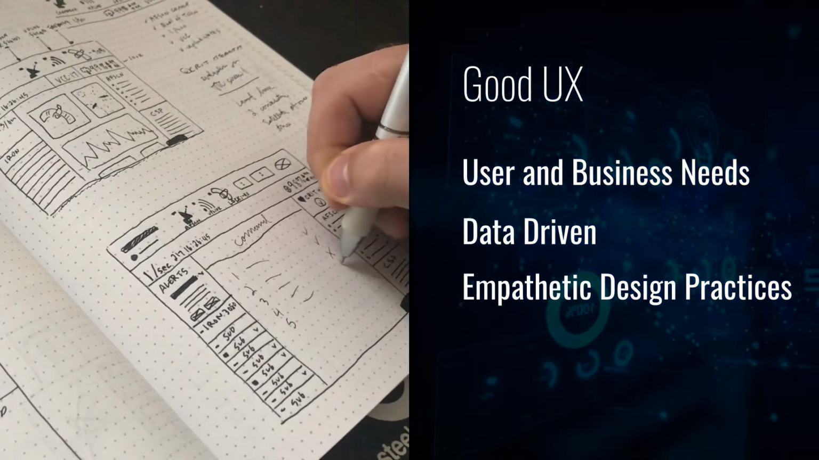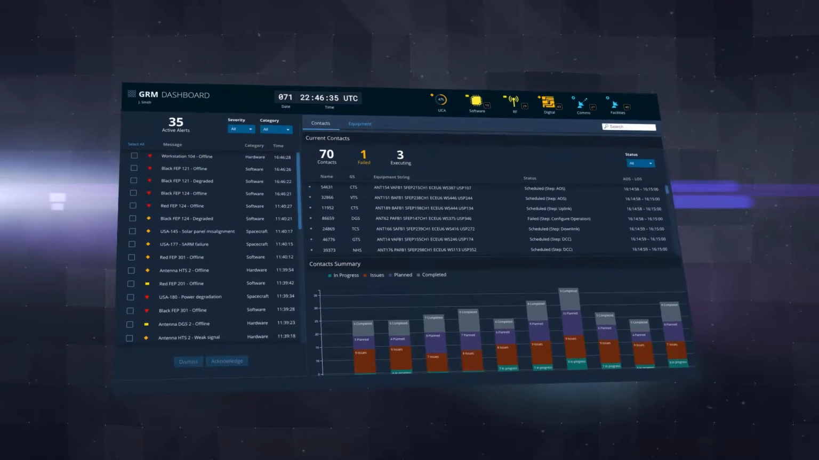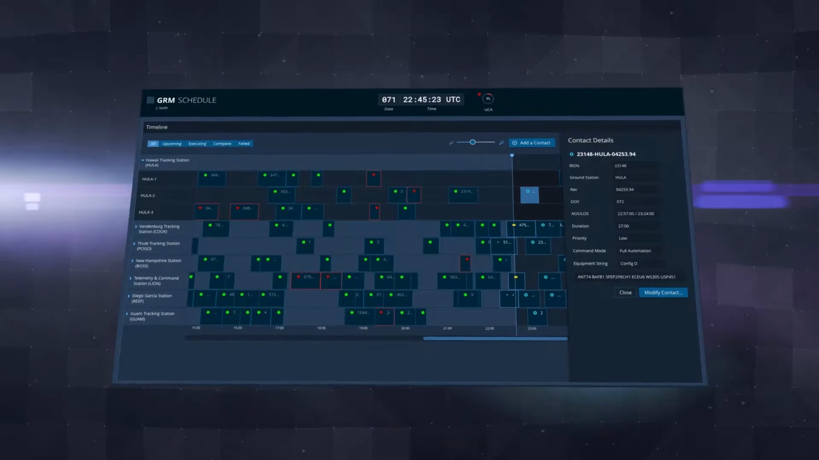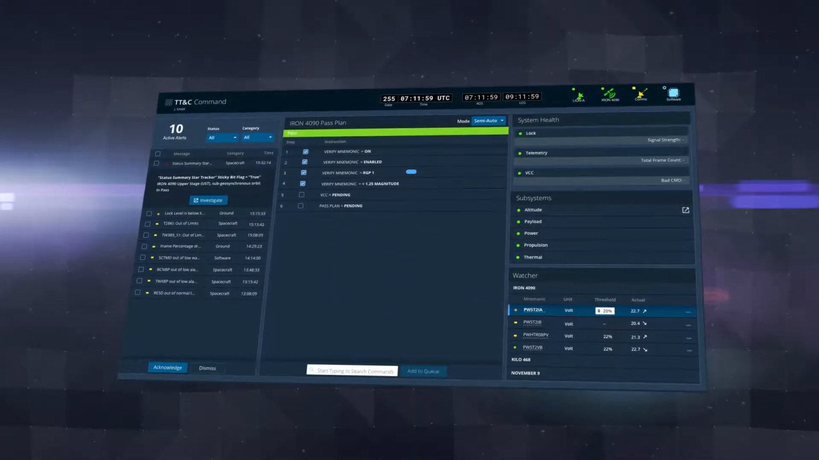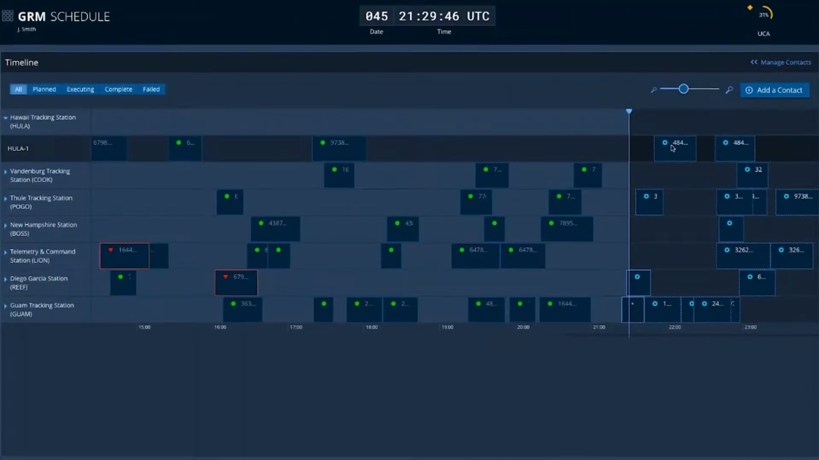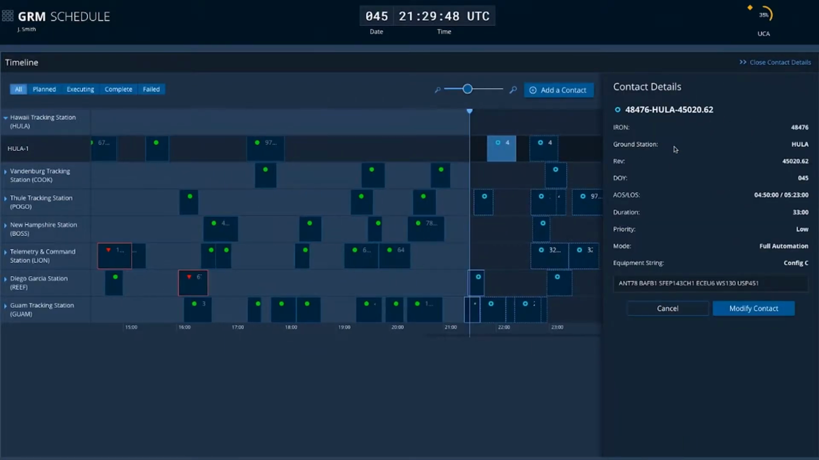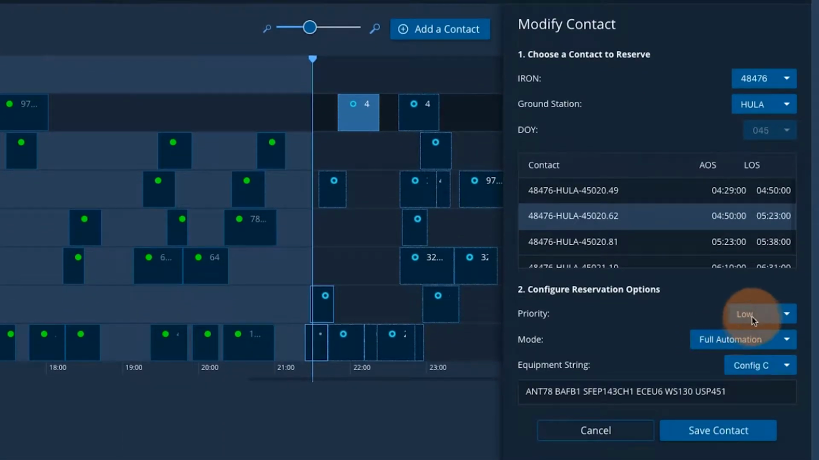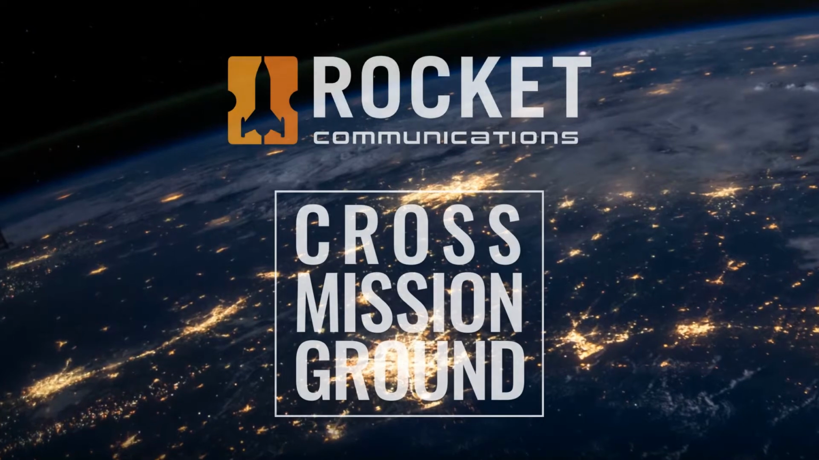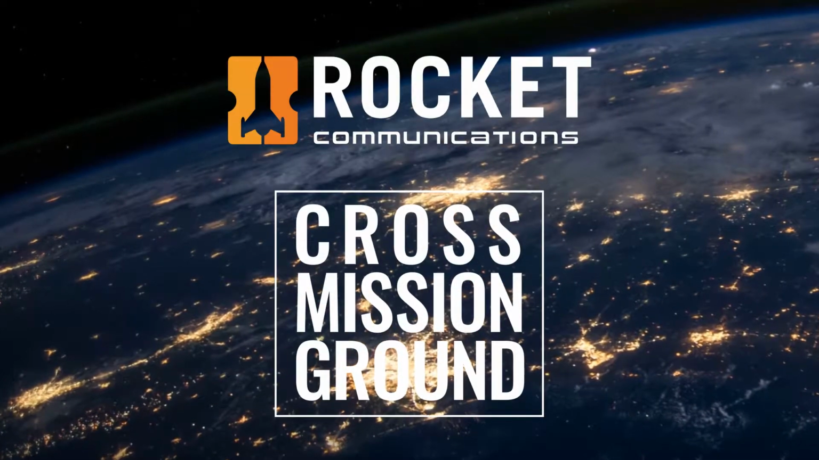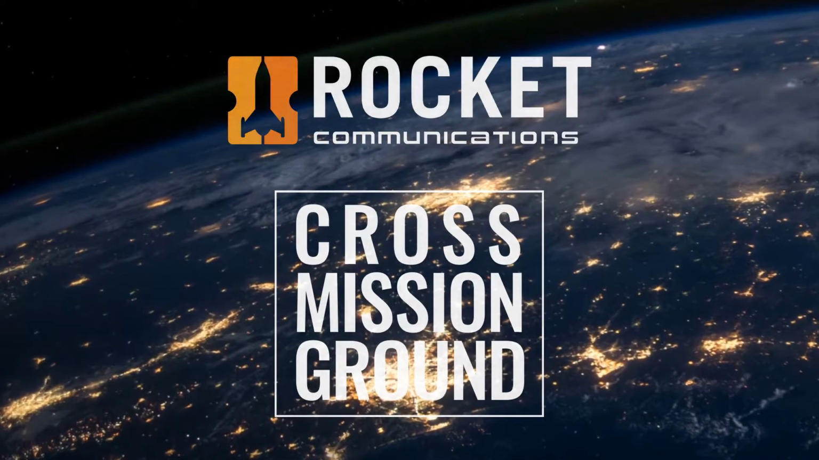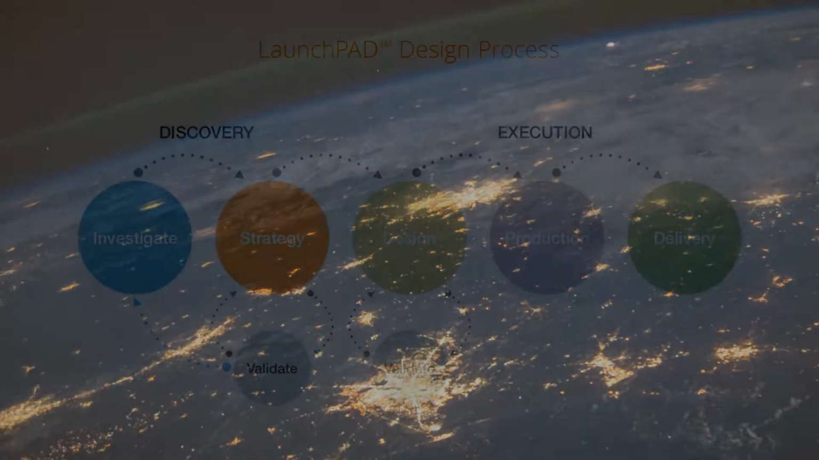practices. As part of the larger vision of SMC 2.0, user experience is being offered as a service for programs within Cross-Mission Ground. By implementing user-centered design methodologies and industry best practices, Rocket Communications, in collaboration with Cross-Mission Ground, follows a proven successful design process we call Launchpad.